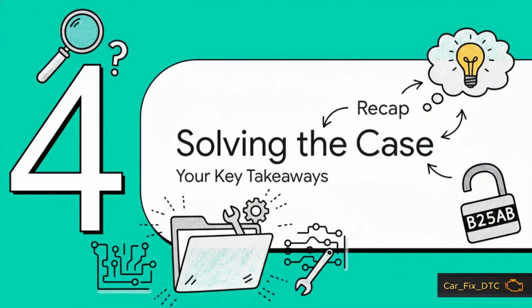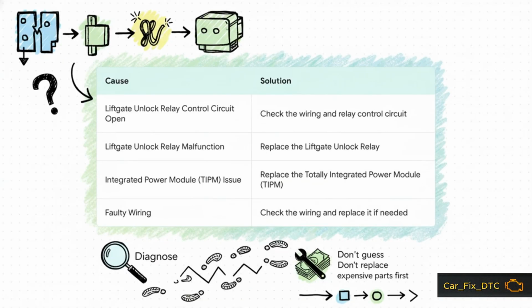All right, we've investigated our suspects, we've figured out the motives. Now, before we officially close the case file on code B25AB, let's do a quick recap of everything we've learned just to make sure it all sinks in. So here it is, our investigation board, one last time. We started with an open circuit or a faulty wire, moved on to a bad relay, and ended with the possibility of a failed TIPM.